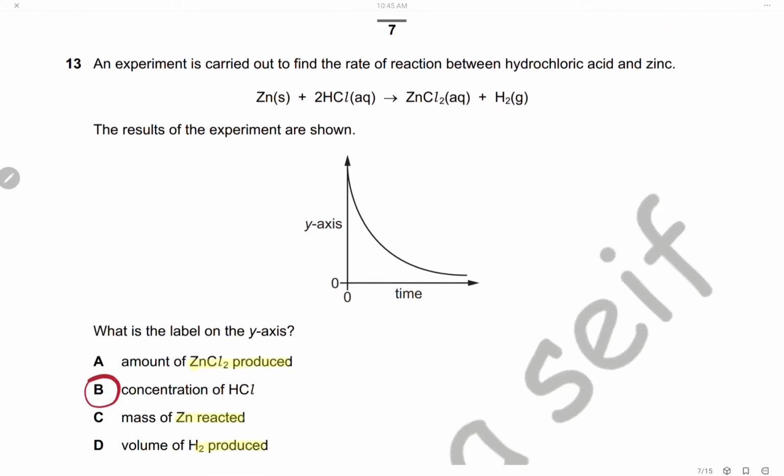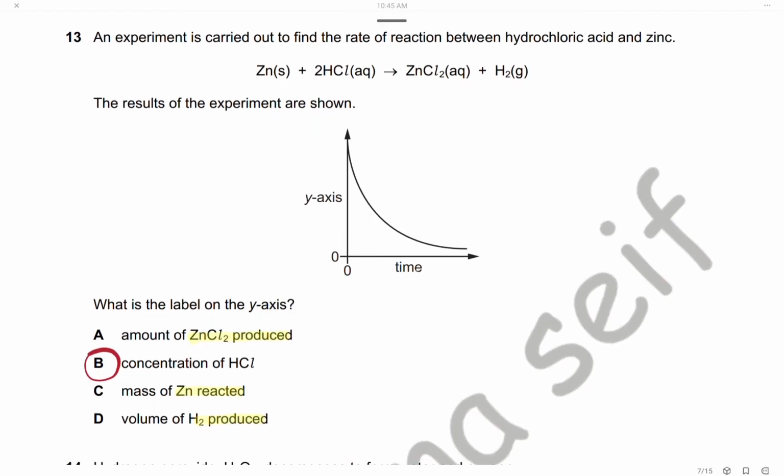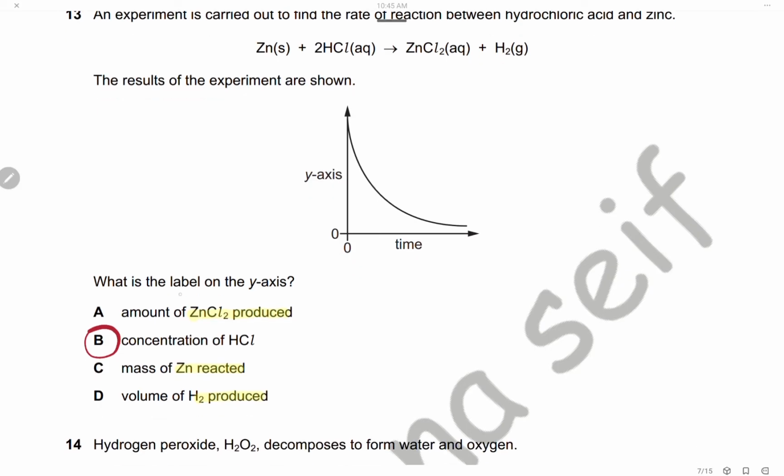Question 13. An experiment is carried out to find the rate of reaction between hydrochloric acid and zinc. The result of the experiment, as we can see from the graph, has time on the x-axis and a value on the y-axis. Which is the label for the y-axis? As we can see, the value on the y-axis decreases with time.